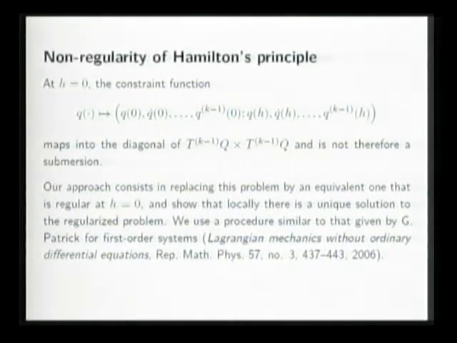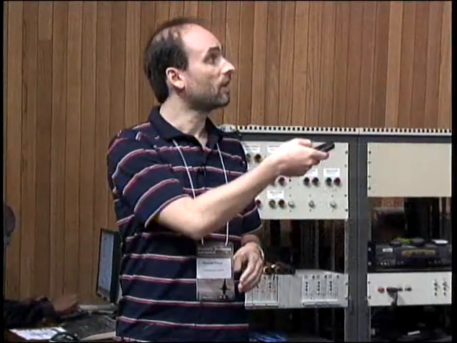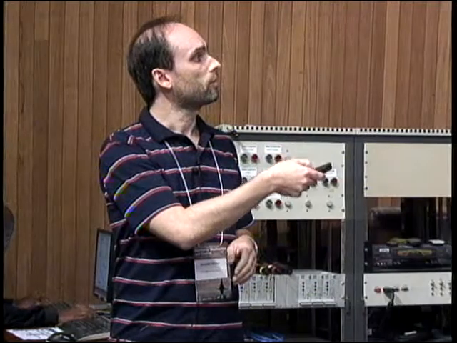So first of all, we notice that our Hamilton's principle is not regular at h equal to 0. What happens is that the constraint function that sends your curve to the boundary values, for h equal to 0, goes into the diagonal of this product and cannot be a submersion. The problem is not that you cannot solve it for h equal to 0. You can solve the variational problem. Actually, in order to have a solution, let me go to the first slide.